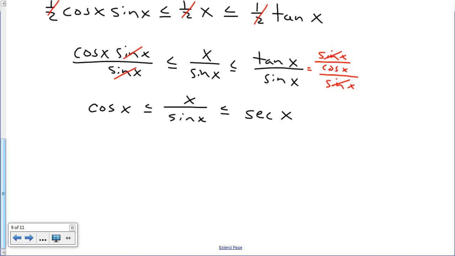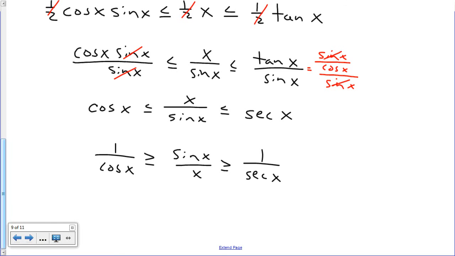And what I wanted to have in the middle was sine of x over x, so really all I have to do is reciprocate this whole thing. So if I reciprocate everything, I'll have 1 over the cosine of x. And when I do that, realize the inequalities switch direction here. So this becomes greater than or equal to sine of x over x, which is greater than or equal to 1 over secant of x. We'll go ahead and write it that way initially, and then we'll rewrite this.